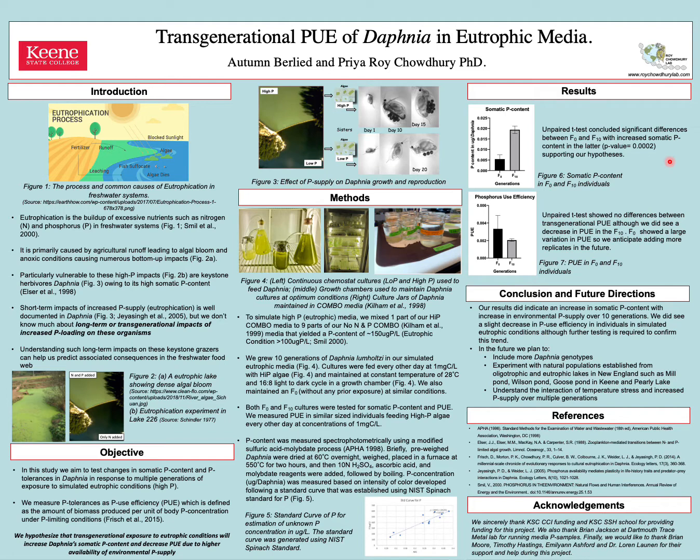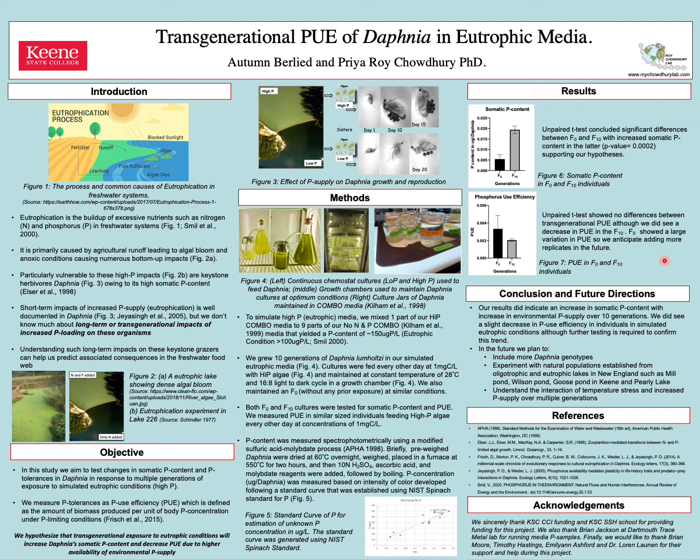for somatic P content and PUE. As you can see in figure 6, our results show that there is a statistically significant increase in the somatic P content from generation 0 to generation 10. If you look here, you will see the graph for the phosphorus use efficiency of F0 and F10. While our p-value was not statistically significant, it is clear that there is a decrease in PUE in F10 compared to F0, indicating that Daphnia do become careless when a lot of phosphorus is available in the surrounding water.